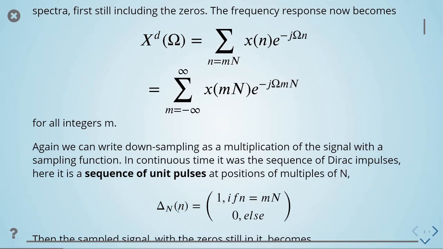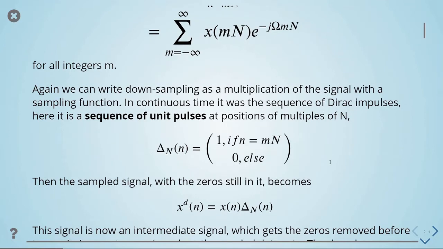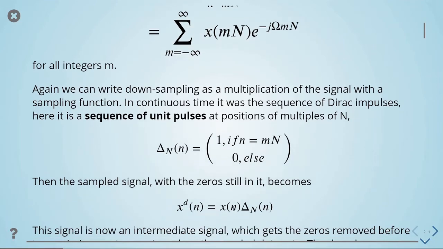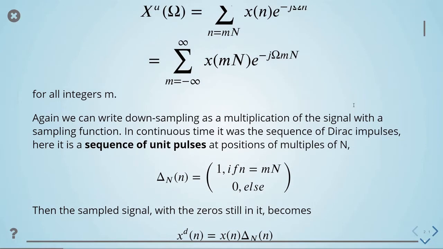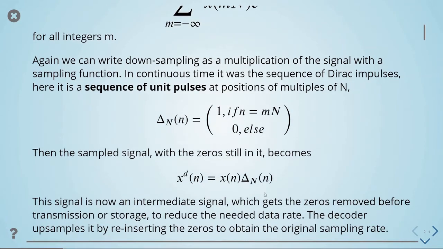So this is the sequence of unit pulses, equal to 1 if n equals m times N, or 0 elsewhere. So the sampled signal with the zeros still in it becomes x of n times this sequence of unit pulses. We will do the same as before, but now we replace x of n by x of n times the sequence of unit pulses.